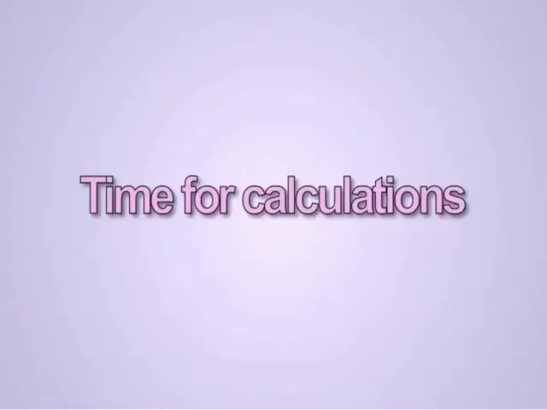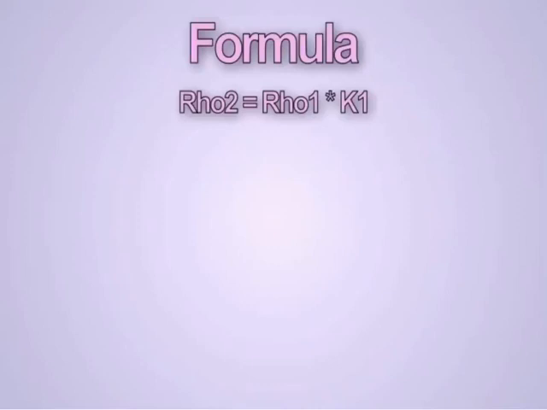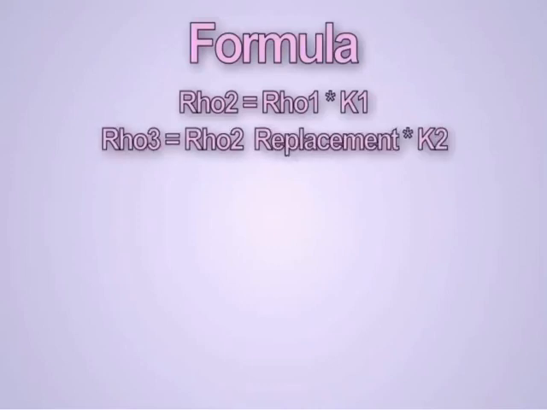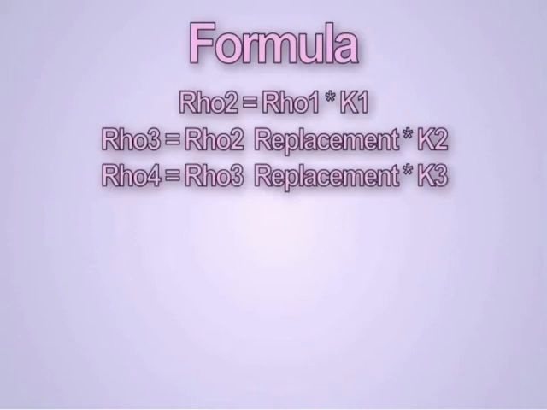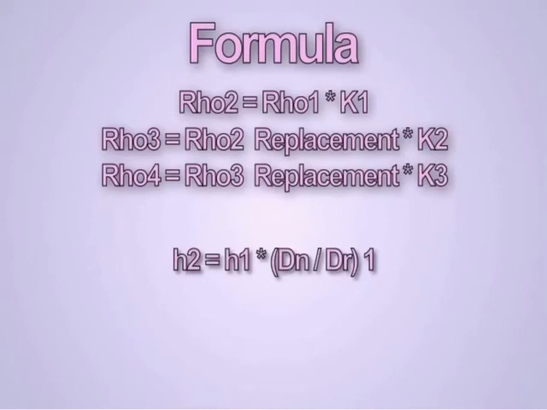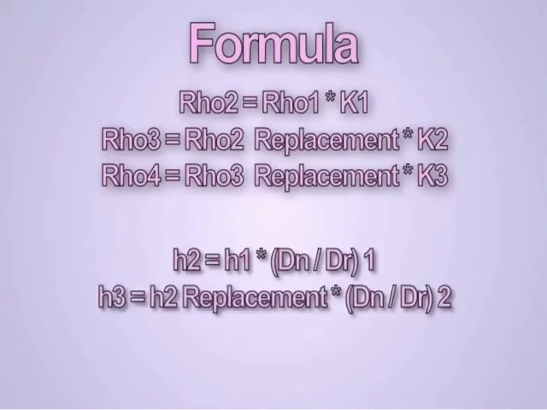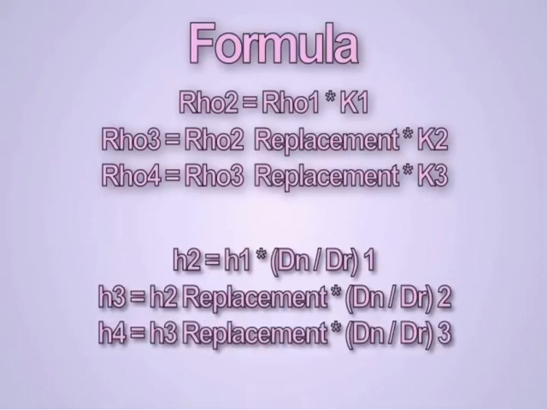Now it's time for calculations. Don't be scared, they are just little ones though. And this is the formula that we'll be using for the calculation. ρ2 equals ρ1 times K1, ρ3 equals ρ2 replacement times K2, ρ4 equals ρ3 replacement times K3. If you have ρ5 in your case, ρ5 will be equal to ρ4 replacement and K4, and so on and so forth. And the same thing applies to the H1, H2, H3, H4 too.